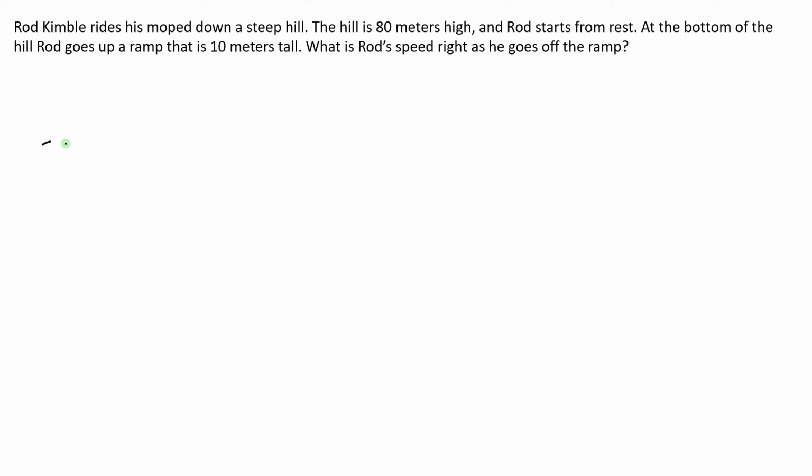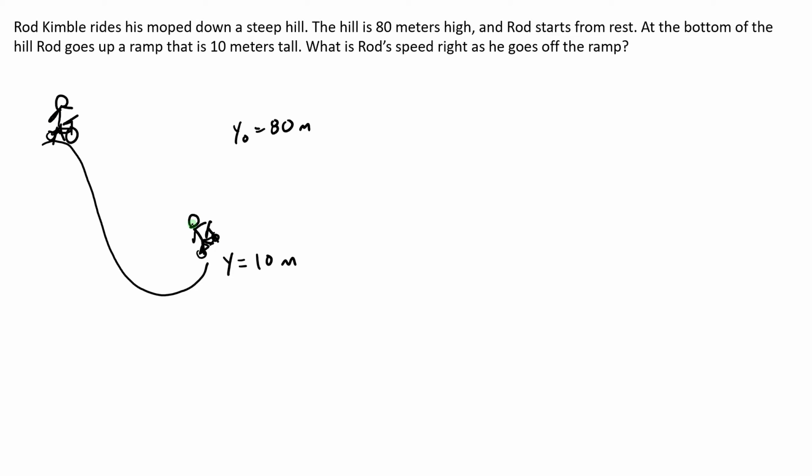Well, let's kind of draw this, hill and then ramp. And I know that initially there is a height of 80 meters, and then at the ramp's height, you're at 10 meters. Rod is on a bike. Drawing bikes stick figure style is hard. And then when he goes off the ramp, I really should take a drawing class. We want to figure out what's his speed. Oh, and the initial velocity is 0.